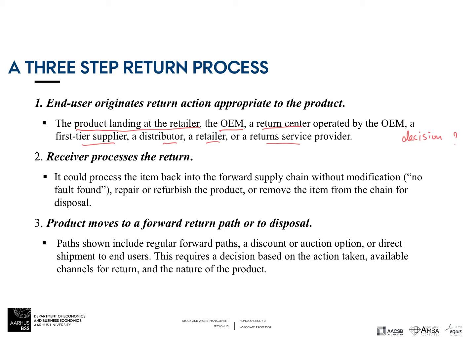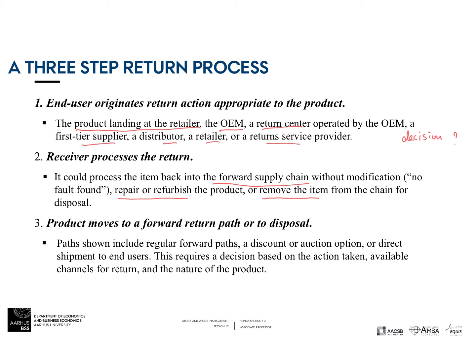In the second step, the receiver processes the returns. Regardless of which player received the product returns, they need to further process the product. For example, they can bring the item back to the forward supply chain without modification, so you can just sell it again, or repair or refurbish the product. Most of the time, this product needs to be repaired or refurbished, or at least inspected for resale. And if it's a completely failed product, then it may need to be removed from the chain for disposal.